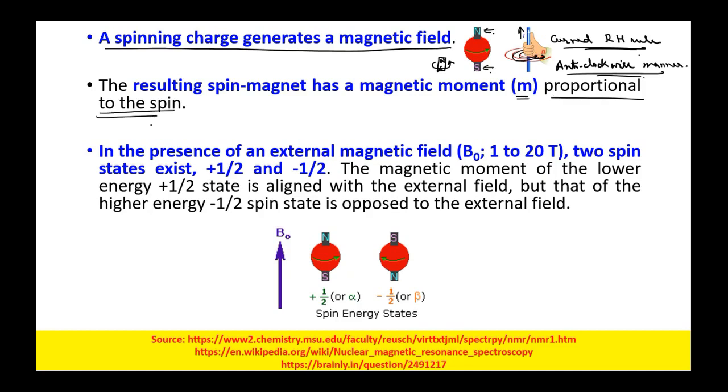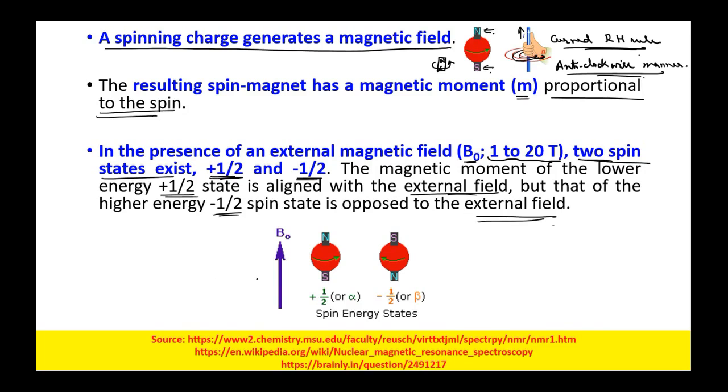In the presence of an external magnetic field B0, which is in the range of 1 to 20 Tesla, there exist two spin states. One is the plus half and the other is the minus half energy state. The magnetic moment of the lower energy plus half state is aligned with the external field, but that of the higher energy minus half spin state is opposed to the external field.